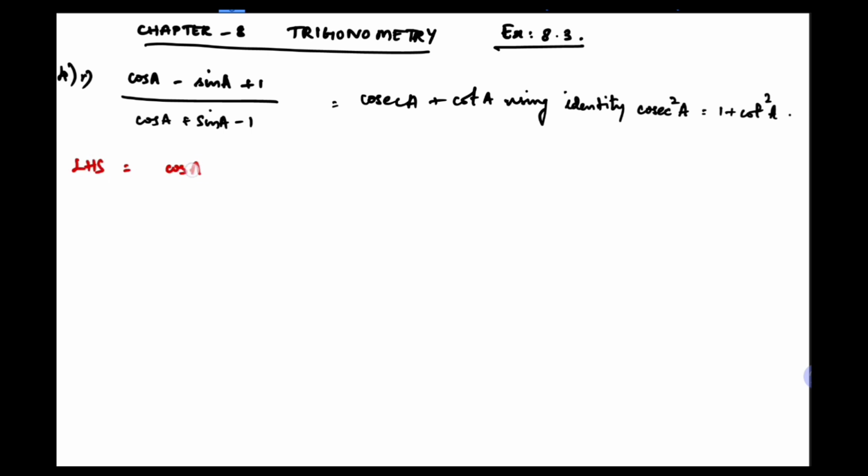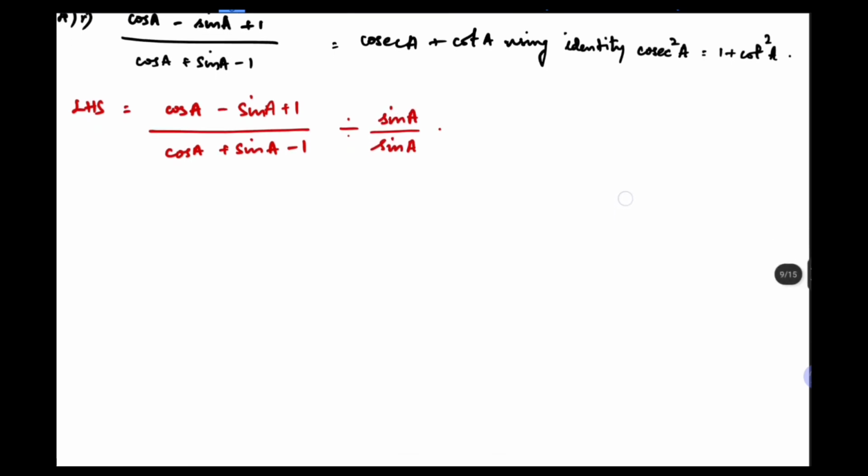The question is (cos A minus sin A plus 1) divided by (cos A plus sin A minus 1). We have to bring cosecant and cot in the numerator and denominator, because only then we can use the identity cosecant square A is equal to 1 plus cot square A. So, dividing both numerator and denominator by sin A. Be careful in writing the terms and signs.